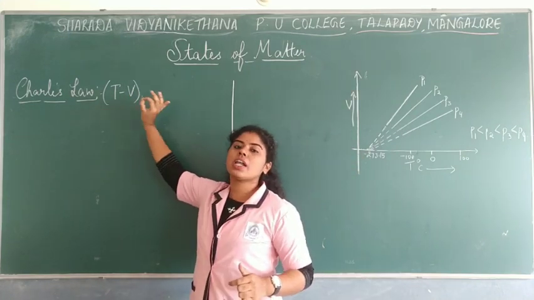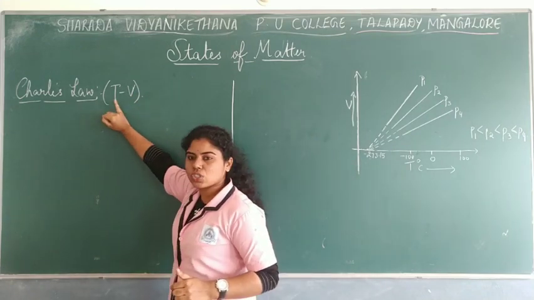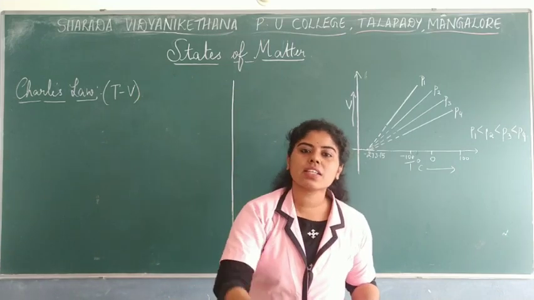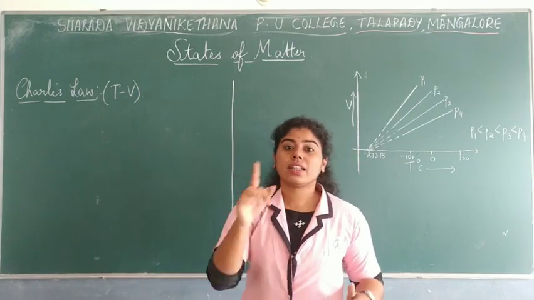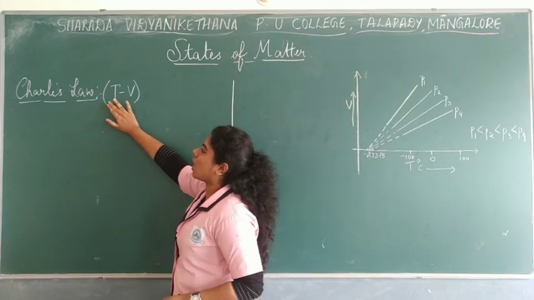Where the pressure is kept constant, what happens to the temperature and volume? As the temperature increases, the volume also increases. If the temperature decreases, then the volume also decreases. They are directly proportional. Okay, so that is what Charles' law says.